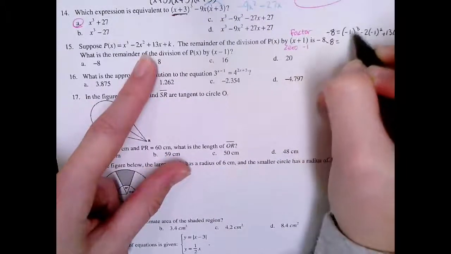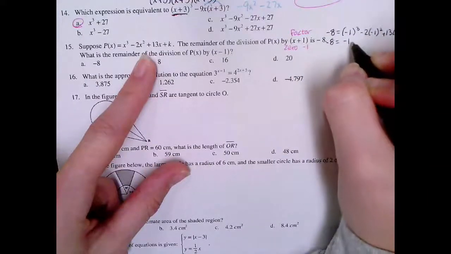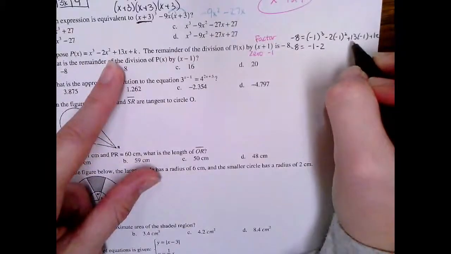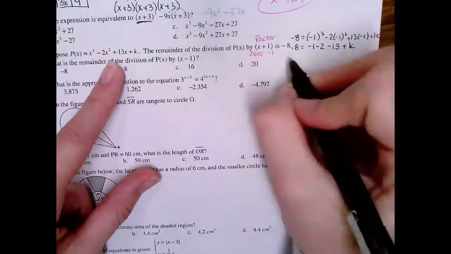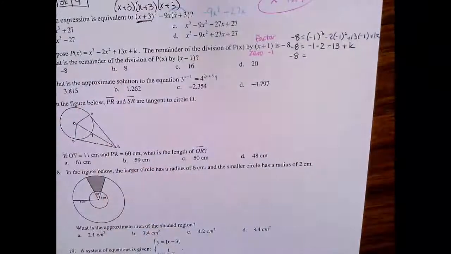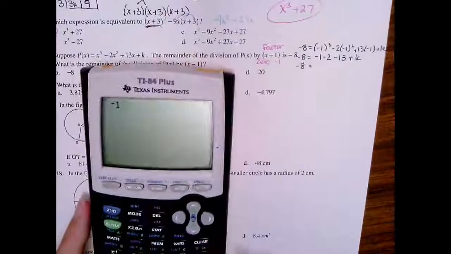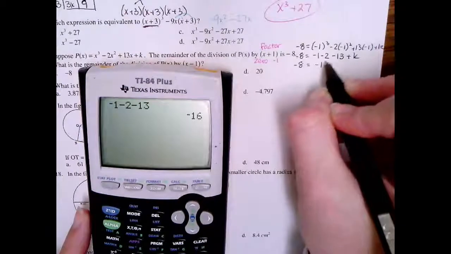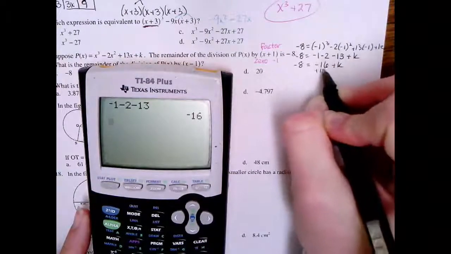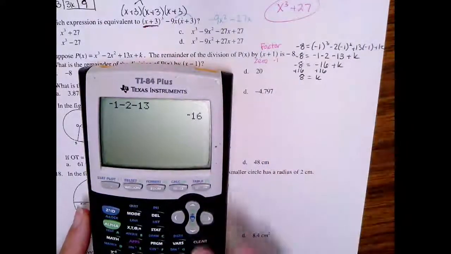So negative 8 equals negative 1 to the third, which is still negative 1. Negative 1 squared is positive 1 times a negative 2, still keeps it minus 2. Positive 13 times negative 1, now we'll make it negative 13, and I have a plus k. Combining like terms. So negative 8 equals, get my calculator so I don't make a mistake, negative 1 minus 2 minus 13, negative 16 plus k. Now add 16, add 16. Negative 8 plus 16 is a positive 8, so k is equal to a positive 8.